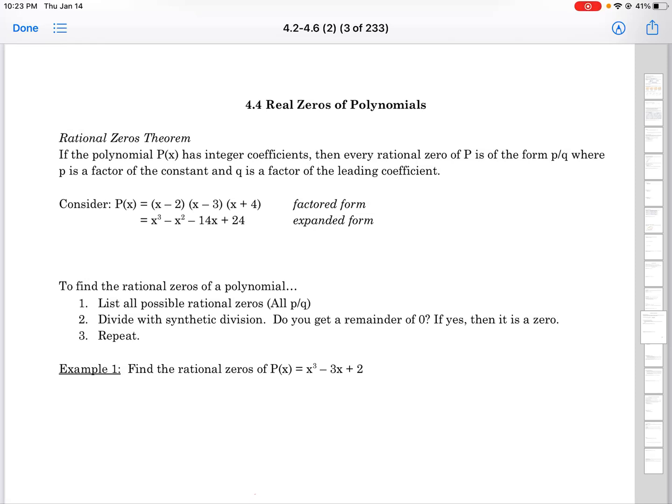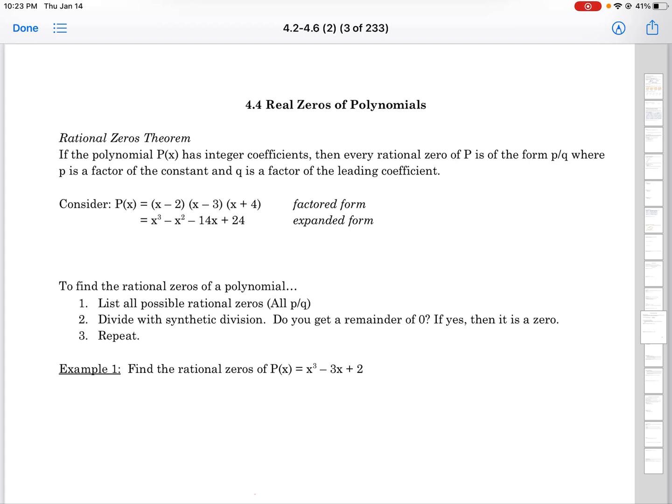For real zeros of polynomials. So the rational zeros theorem says that if a polynomial has integer coefficients, then every rational zero of that polynomial is of the form p over q, where p is a factor of the constant, the last term, and q is a factor of the leading coefficient.